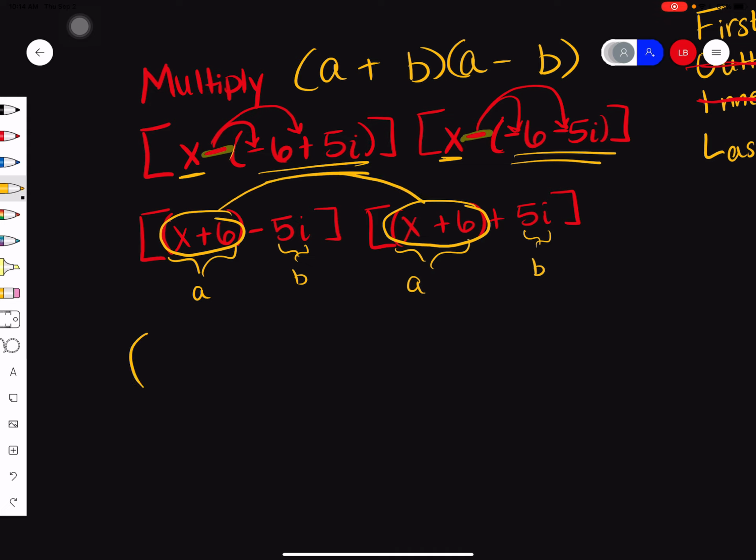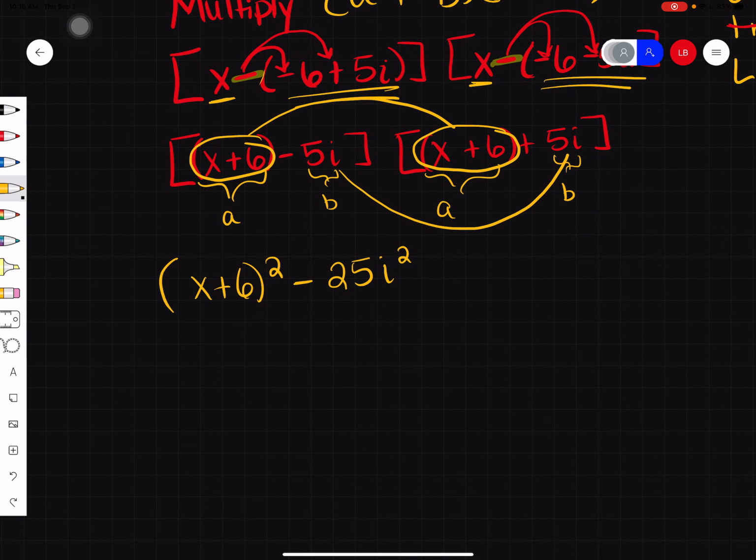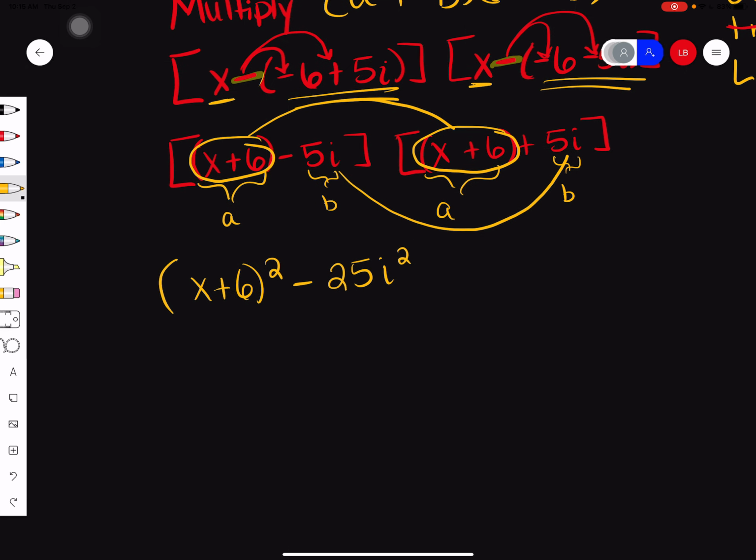And what I'm going to do is write this as x plus 6, I apologize, x plus 6 all squared. And then I'm going to multiply my last two terms together. Negative times a positive gives me a negative. 5 times 5 gives me 25i squared. Okay, now at this point, I have multiplied those two terms.